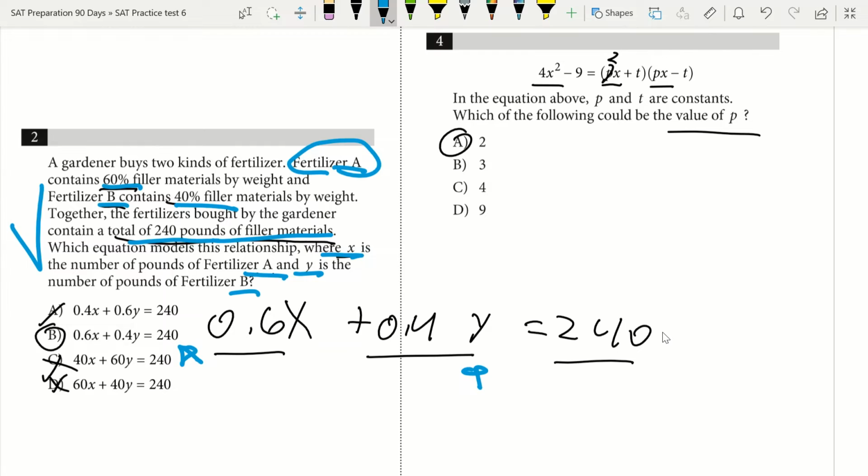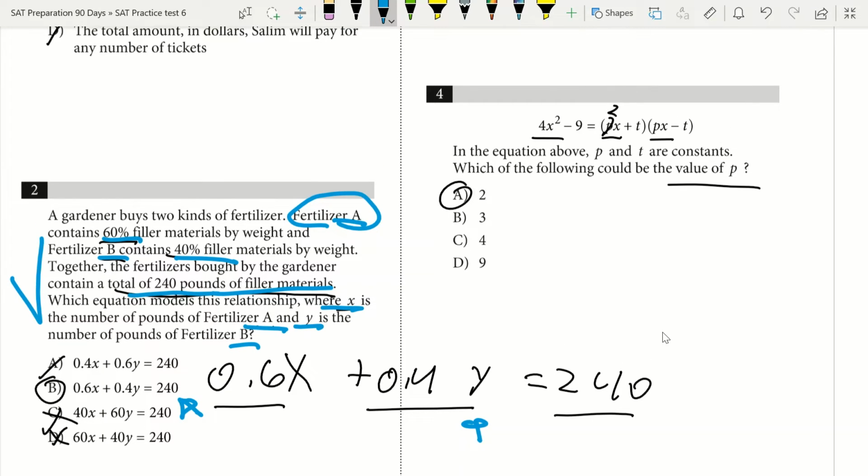Now I got 4. In the equation above, P and T are constants. Which of the following could be the value of P? All right, I'm going to take a quick look. I see that I have a 4x squared here. Therefore, I know that my P is going to have to be 2, because 2x times 2x is going to give me 4x squared. So the answer there is going to have to be A for number 4. All right, now I've got question 5, so I just checked that one.